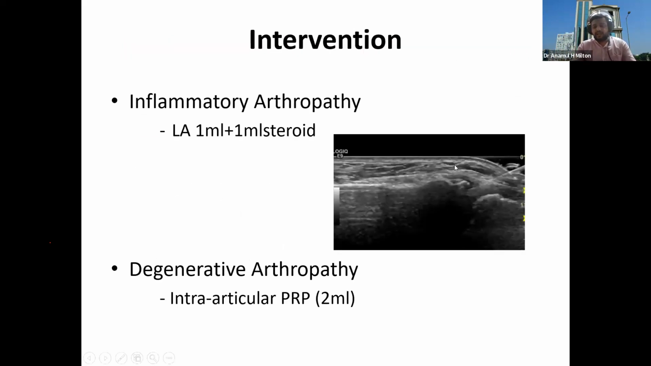So here is how you give your injection in the in-plane technique. You cross this tendon, then cross the synovial membrane, and you can consider your injection. If it is inflammatory, then you can consider the steroid. If it is degenerative, then you can consider PRP.